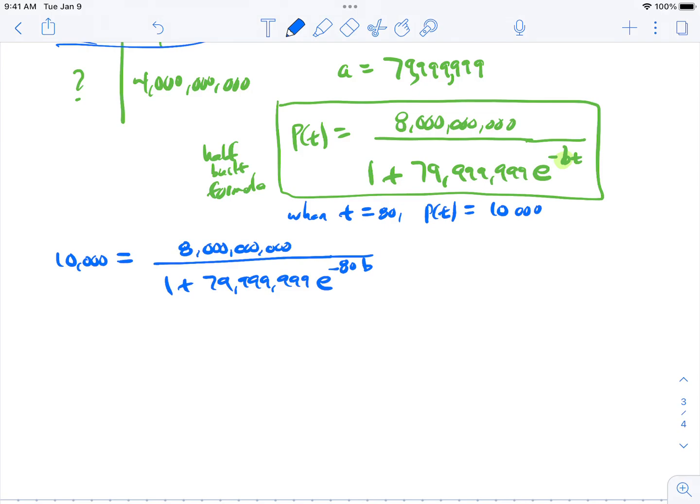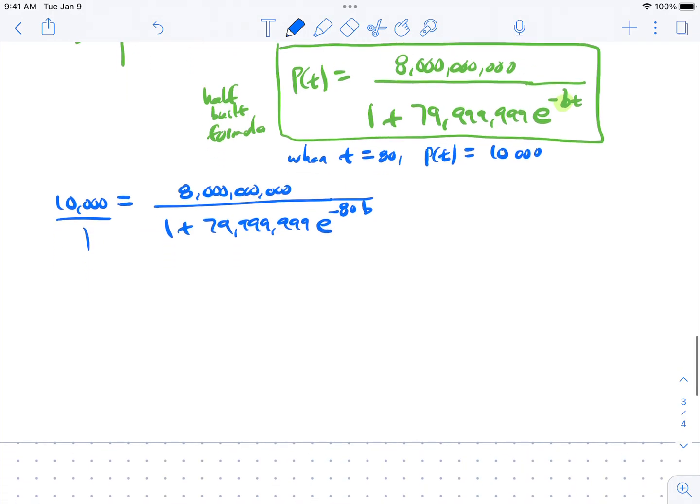What should we do? How should I explain this? I have something I want to do, but let's do this. Let's make it look like a proportion. So now I can say the cross products are equal, right? I'm not crossing it off. I'm saying the cross products are equal. So on this diagonal, I've got 10,000 multiplying all of this stuff, 1 plus all that. And on the other diagonal, 1 times 8 billion is 8 billion.